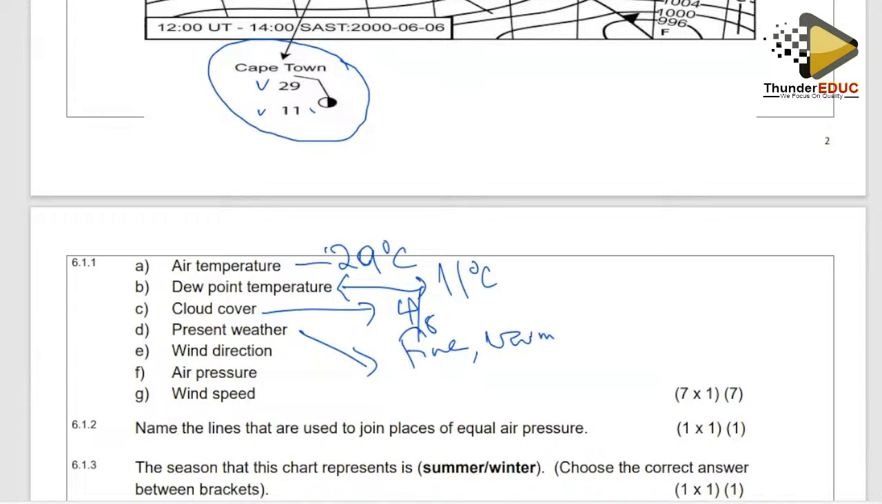Then wind direction, we said this bar here indicates our wind direction. So our north is there, our west is there. North, west, south, east. So our wind direction for that one there is north-west, or north-northwest. That is basically our wind direction.